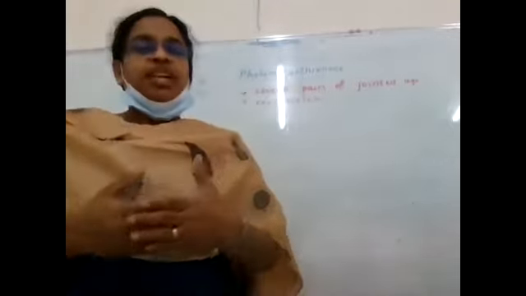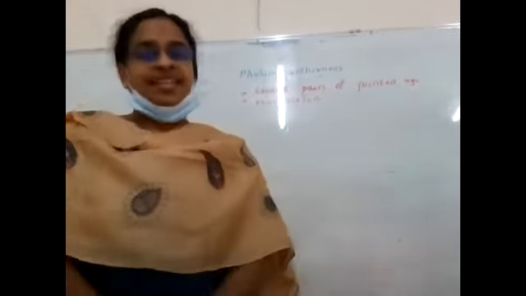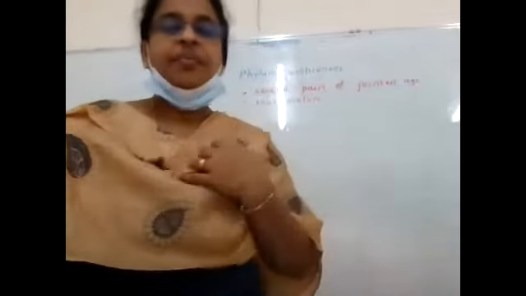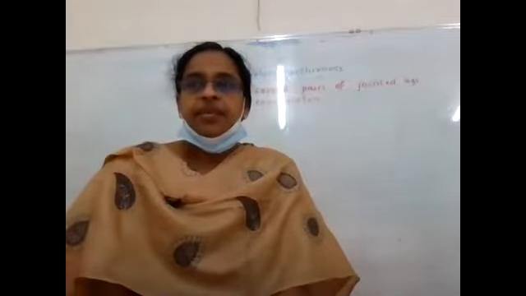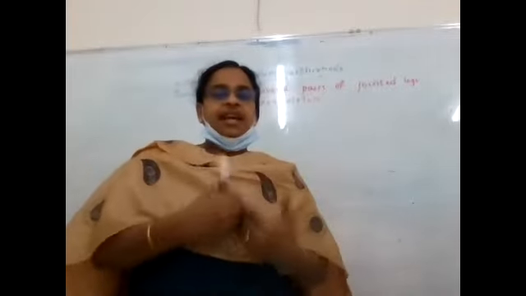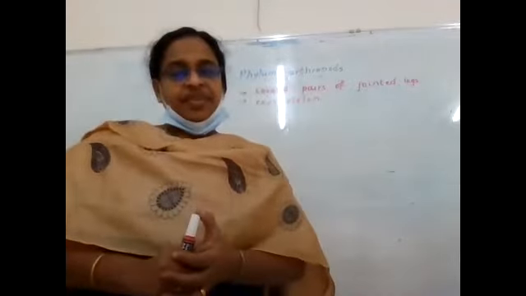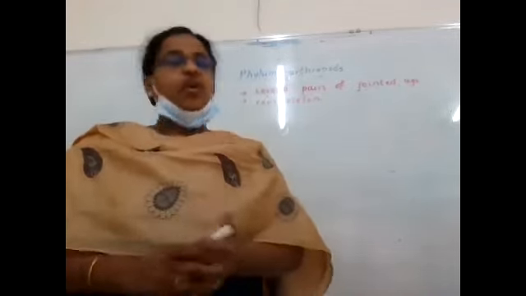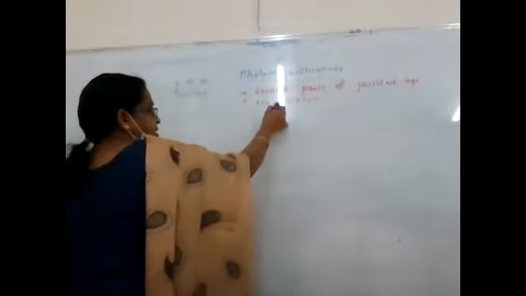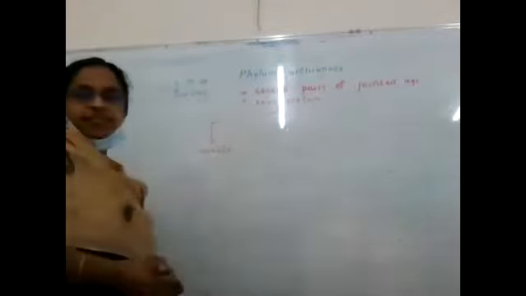So, exo means outside. The skeleton will be outside, not inside. Is it clear? Yes. So that means the skin will be inside and the skeleton will be outside. Not like us. We have endoskeleton, means skeleton is inside. Okay. Now, the phylum arthropod has many classes. One of the classes is insects.